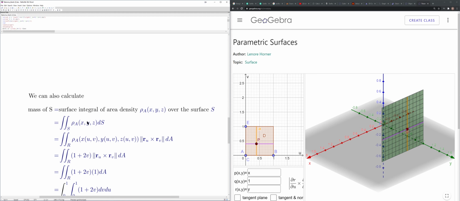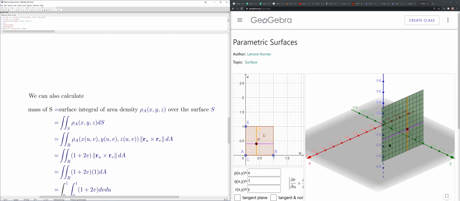So to get the mass of this surface S, you're going to integrate your area density function, which is a function on this surface S, giving you different values on your surface. For example, the value would be 1 on the bottom and 3 on the top. So this function is describing values on the surface itself, and you're going to integrate that function over this green surface here.